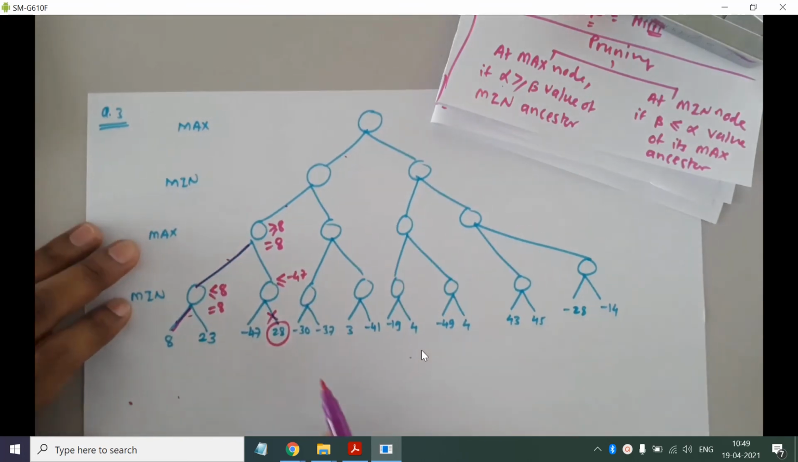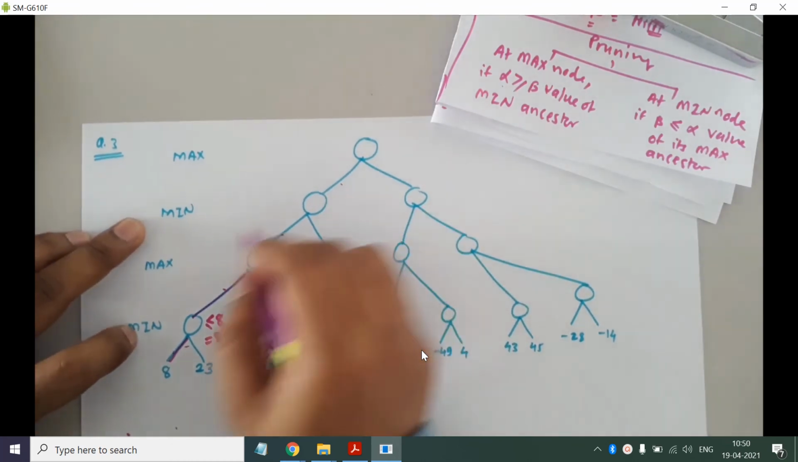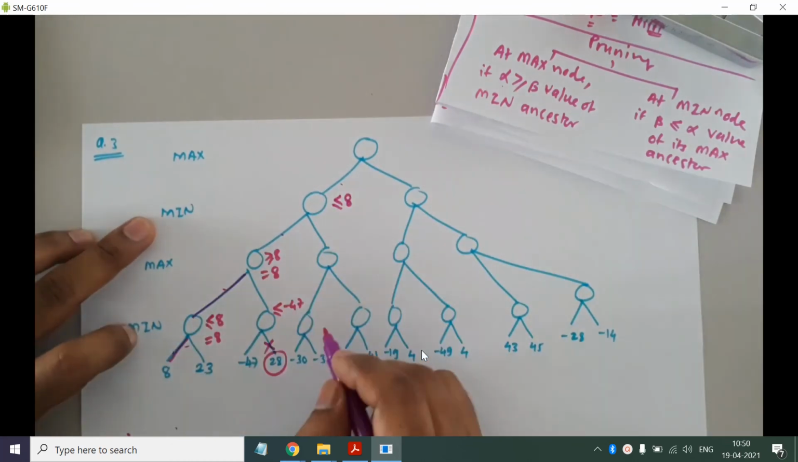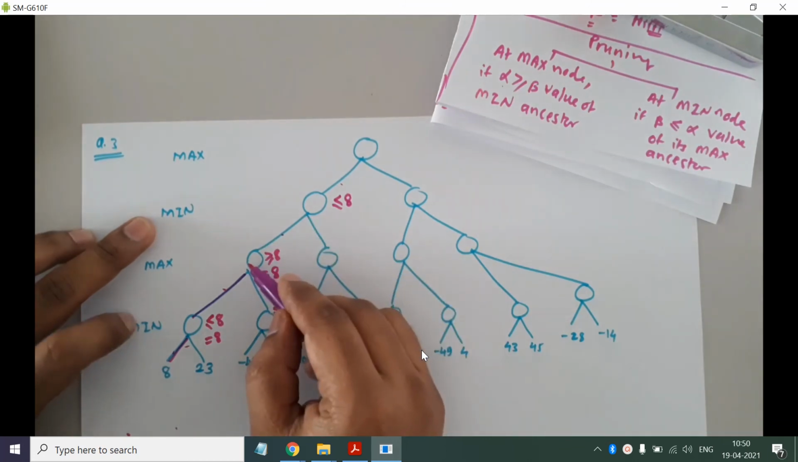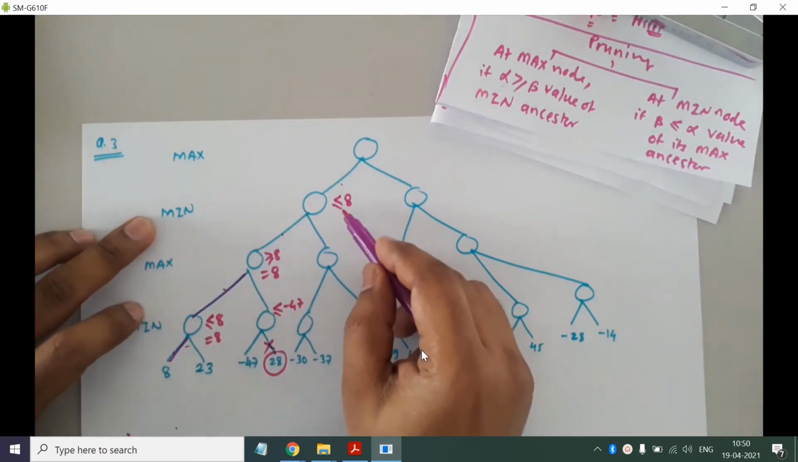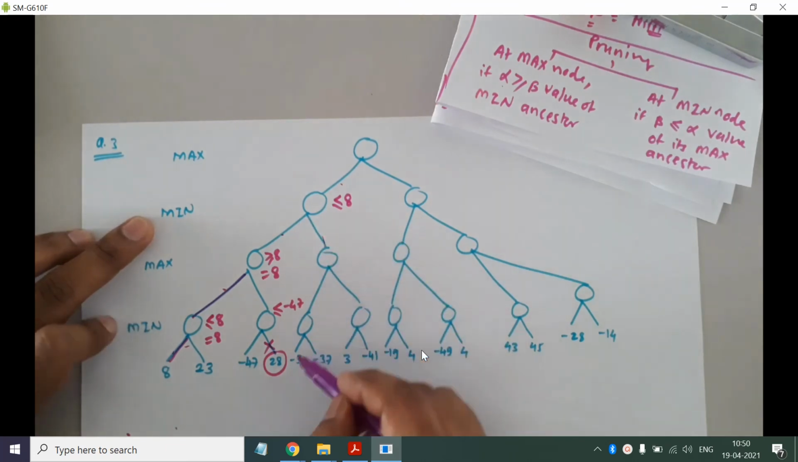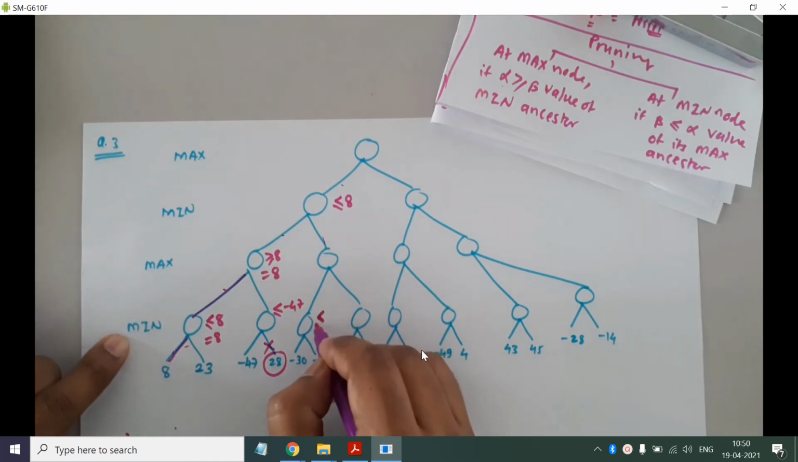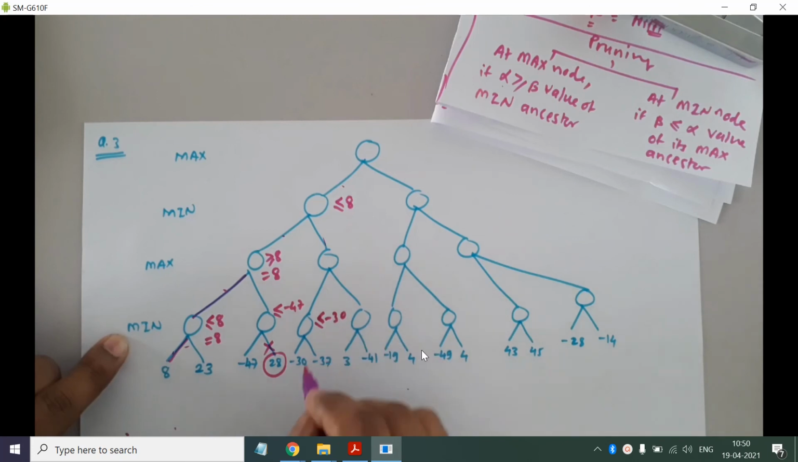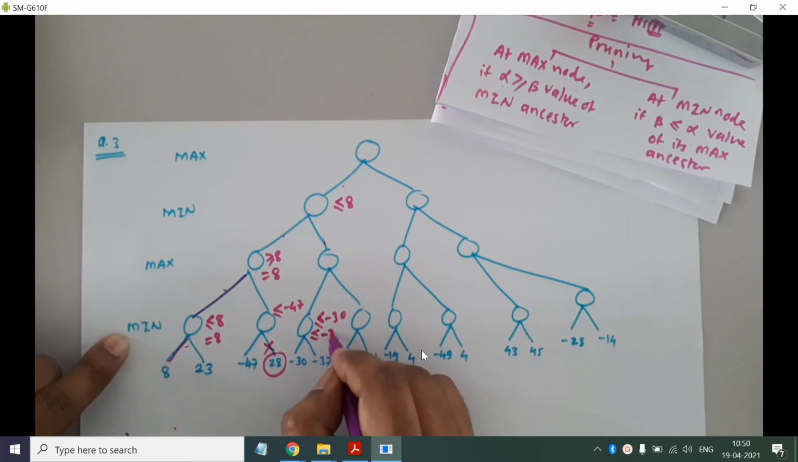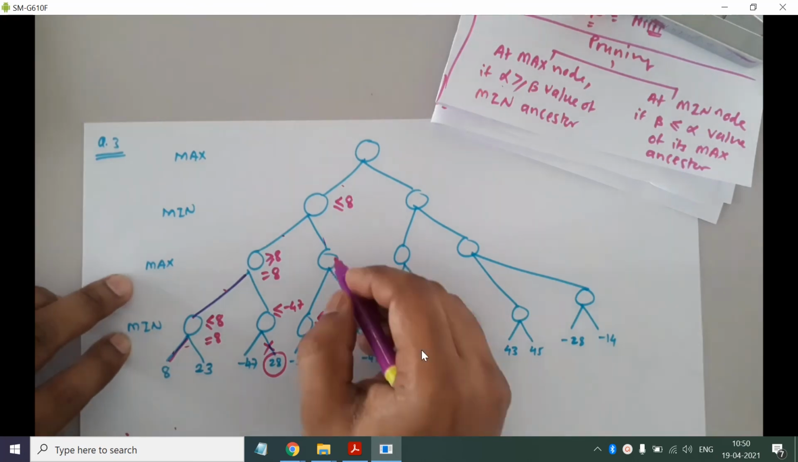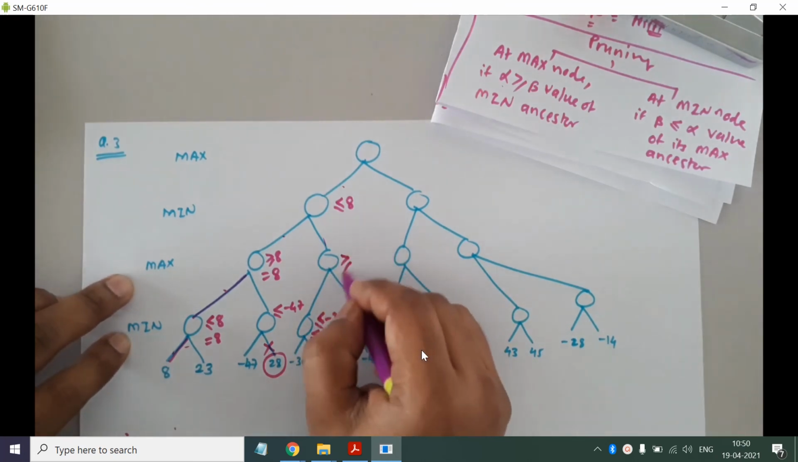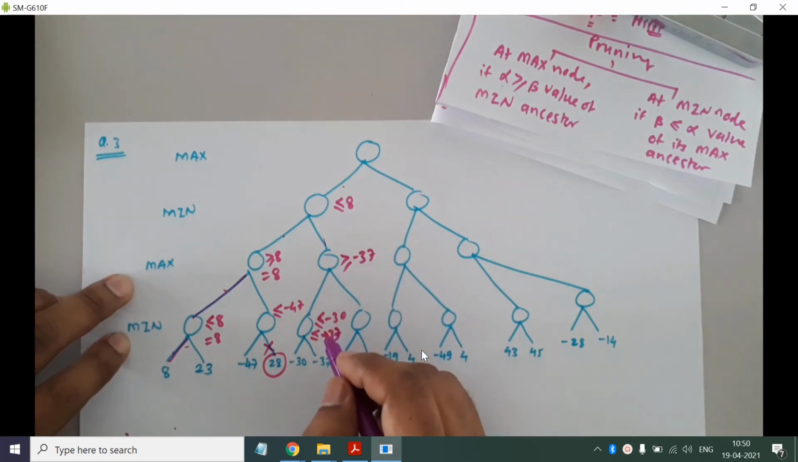Next we will move forward. So min is expecting a value less than 8 now. For this branch Max is getting 8, and min wants a lesser value than that. So we'll come here, then for min we have the value minus 30, so he wants a value lesser than that. Then we have minus 37, so update the value which is lesser. So its final beta value will be minus 37. We'll come to the higher level. So Max is expecting a value greater than minus 37.